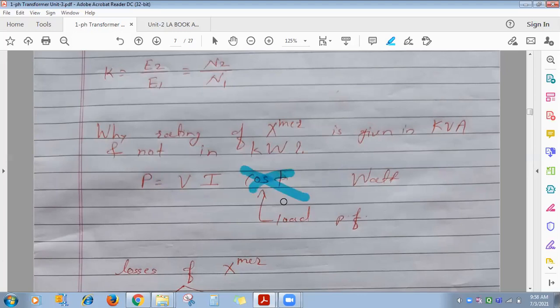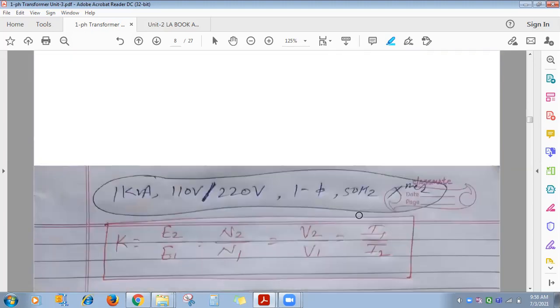But what happens with a transformer and generator? The load on the transformer and generator keeps changing, so cos phi is unknown, but the V range and I range are known. That's why in a transformer and generator, the rating is given in kVA. K means multiplied by 10 to the power 3, M means multiplied by 10 to the power 6. So volt amperes. What is the conclusion here?